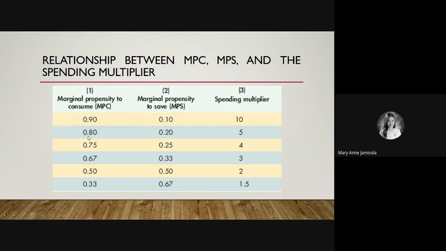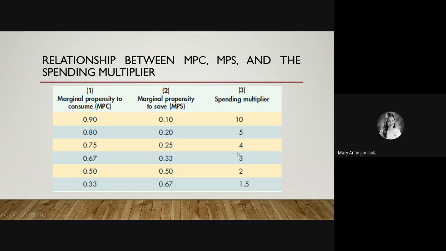Then if you have an MPC of 0.8, that's 1 minus 0.8. Therefore, MPS is 0.2. If you notice, if you add column 1 and column 2, it is equal to 1. 0.9 plus 0.1 is equal to 1. 0.8 plus 0.2 is equal to 1. 0.75 plus 0.25 is equal to 1. Okay? Then, for the spending multiplier, remember the formula?